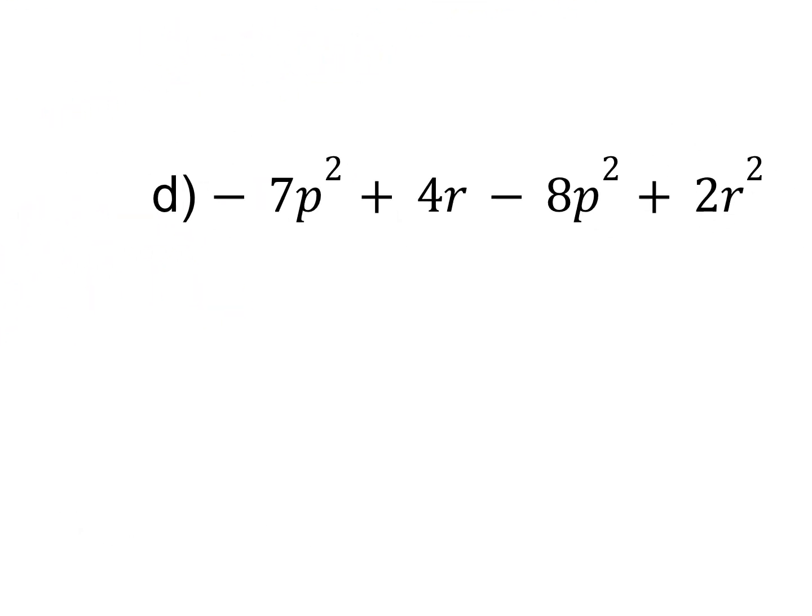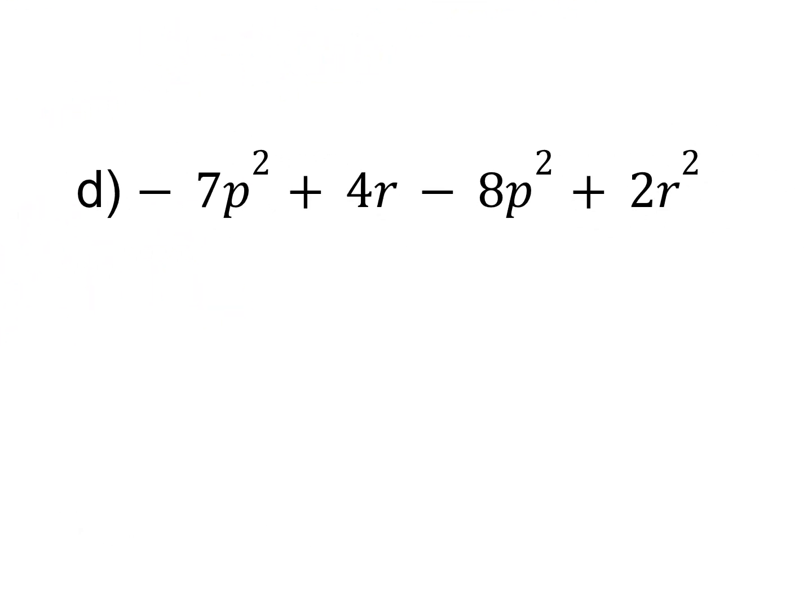All right. Ooh, now we're getting crazy. I gave you some exponents. So I've got negative 7p squared and negative 8p squared, 4r. And is 4r and 2r squared like terms? The answer is no, because you have an r and an r squared. So that one is something different. So they're not like terms, so you cannot combine them.